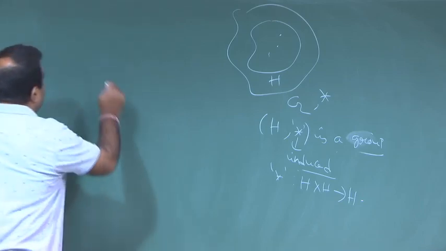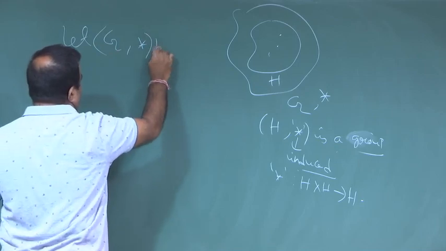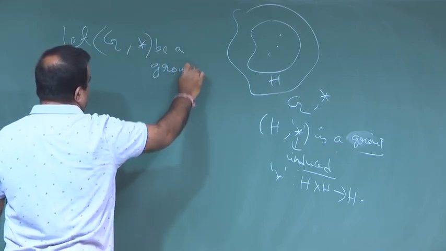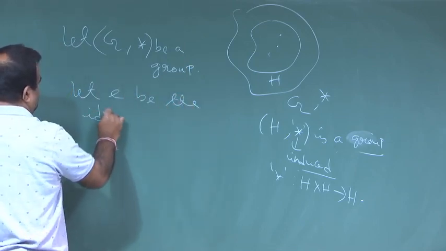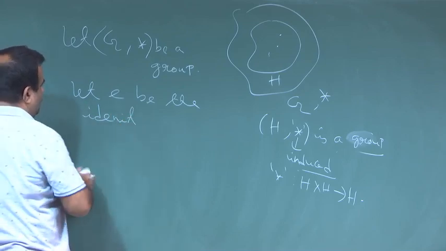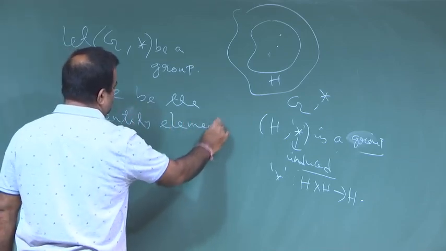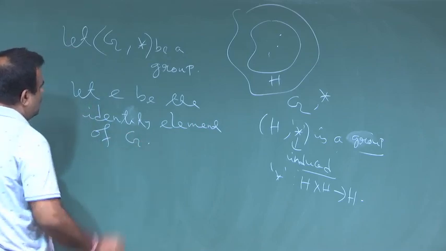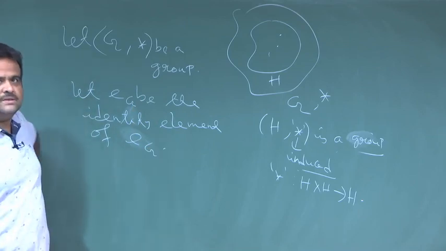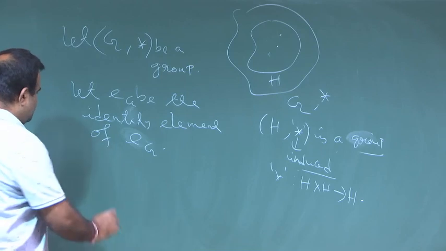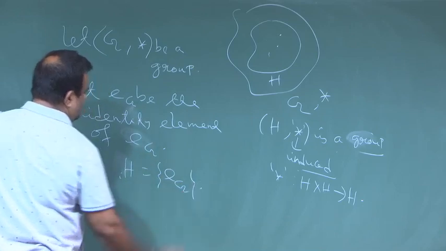Okay, so now let G be a group. Now, let E be the identity element of G. Now, we write it this way, because now we have another set, E_G, the identity element of G. Then the singleton set, if we consider H to be the singleton set {E_G}, then this will form a group.